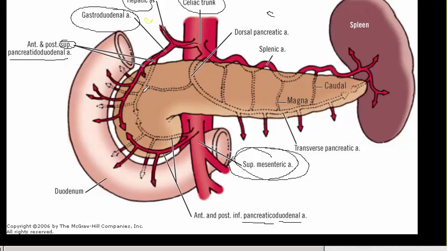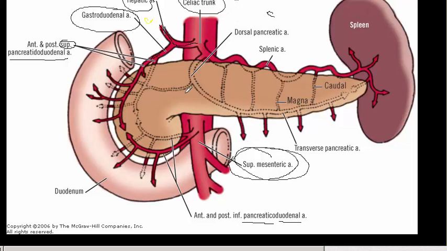So the superior and the inferior. Superiorly we have anterior and posterior pancreatoduodenal artery. Inferiorly we have anterior and posterior pancreatoduodenal artery. Okay, the superior branches from the celiac trunk and the inferior branches from the superior mesenteric artery.